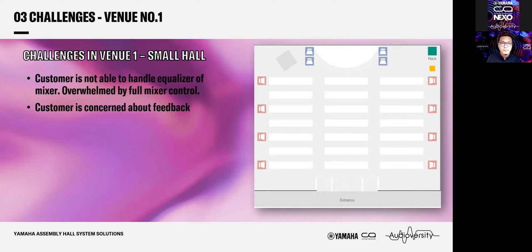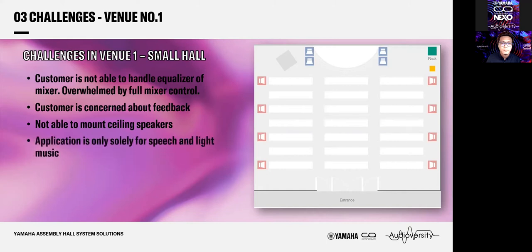The next thing about this venue is that sometimes, aesthetically, they do not want to mount ceiling speakers, because they do not have a false ceiling, or aesthetically they do not want speakers intruding on the image of probably Buddha in a religious venue. So this is where our challenge is so real. Most of the time this application is solely for speech and light music, okay? Let's move on to the solution.